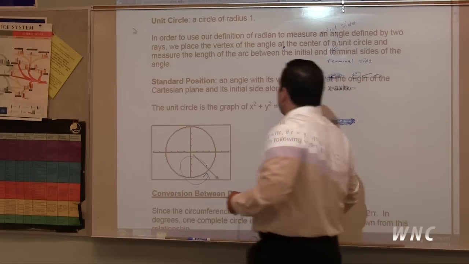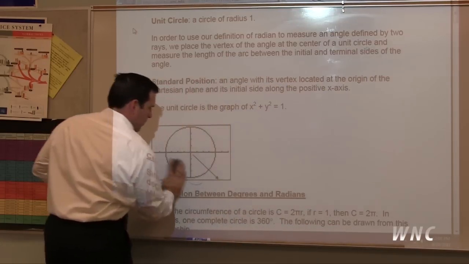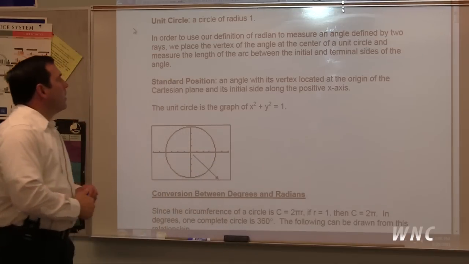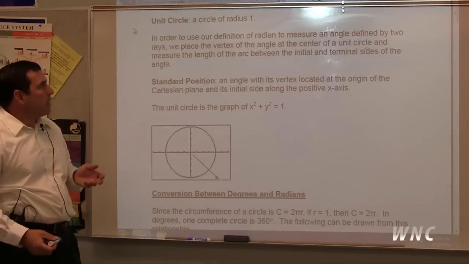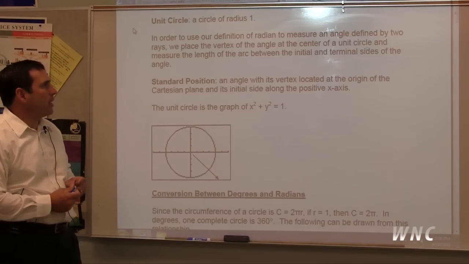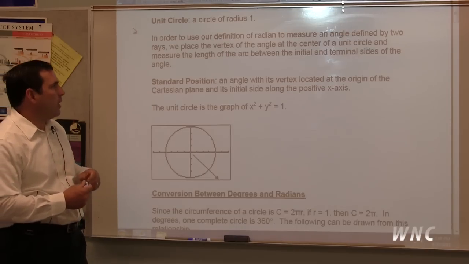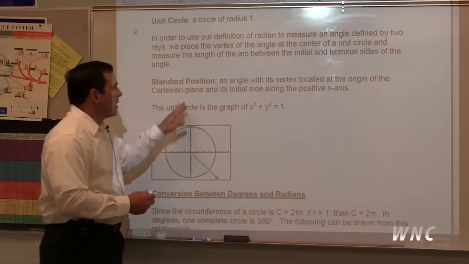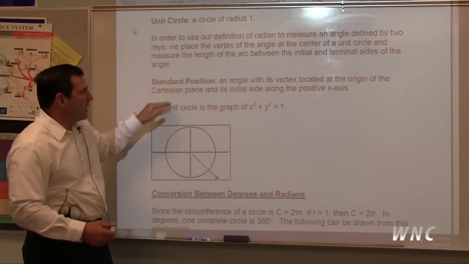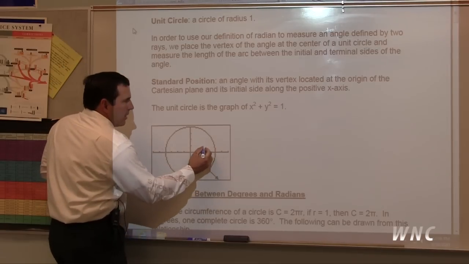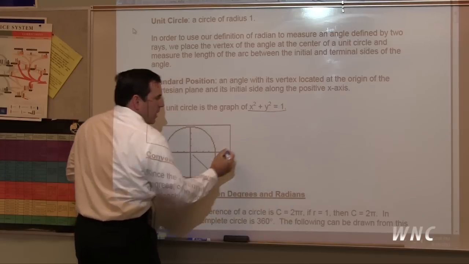Now we talked about the unit circle. That's a circle of radius 1. In order to use our definition of radian to measure an angle defined by 2 rays, we place the vertex of the angle at the center of the unit circle and measure the length of the arc between the initial and terminal sides. So standard position is an angle with its vertex located at the origin of the Cartesian plane and its initial side along the positive x-axis. So the unit circle would have a graph of x squared plus y squared equals 1.